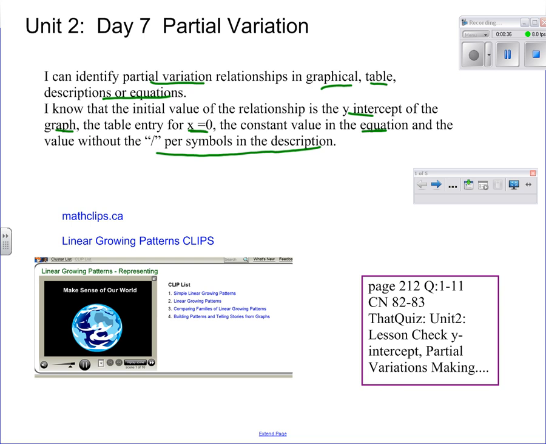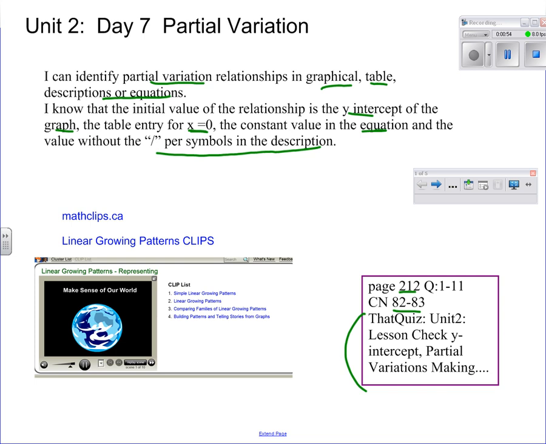So those are things we're going to be looking for, and we're going to be practicing our work in the textbook on page 212, or in the course notes. There's 2 examples. Or my favorite is on that quiz. So we have 2 quizzes, Unit 2, lesson check, y-intercept, etc.